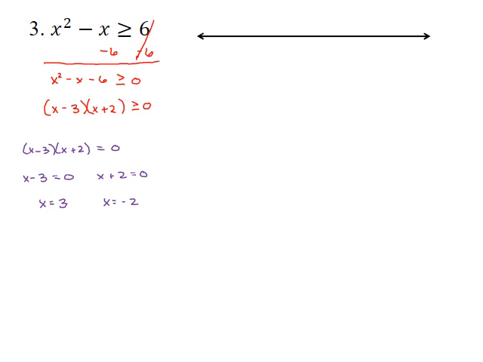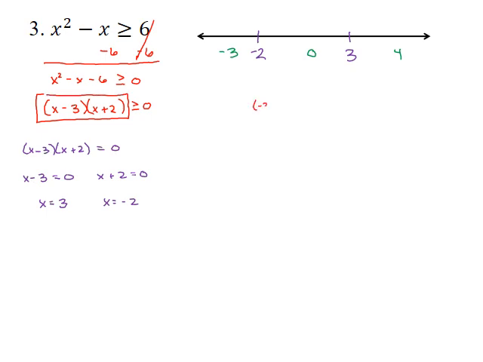Plot both of those numbers on your number line. So negative 2 comes first and then 3. I'm going to pick out some test values. So how about we pick negative 3, 0, and 4. I'm going to plug all three of those numbers into my original expression. Remember, that's the expression that's not with the 0. So that's this factored side on the left.